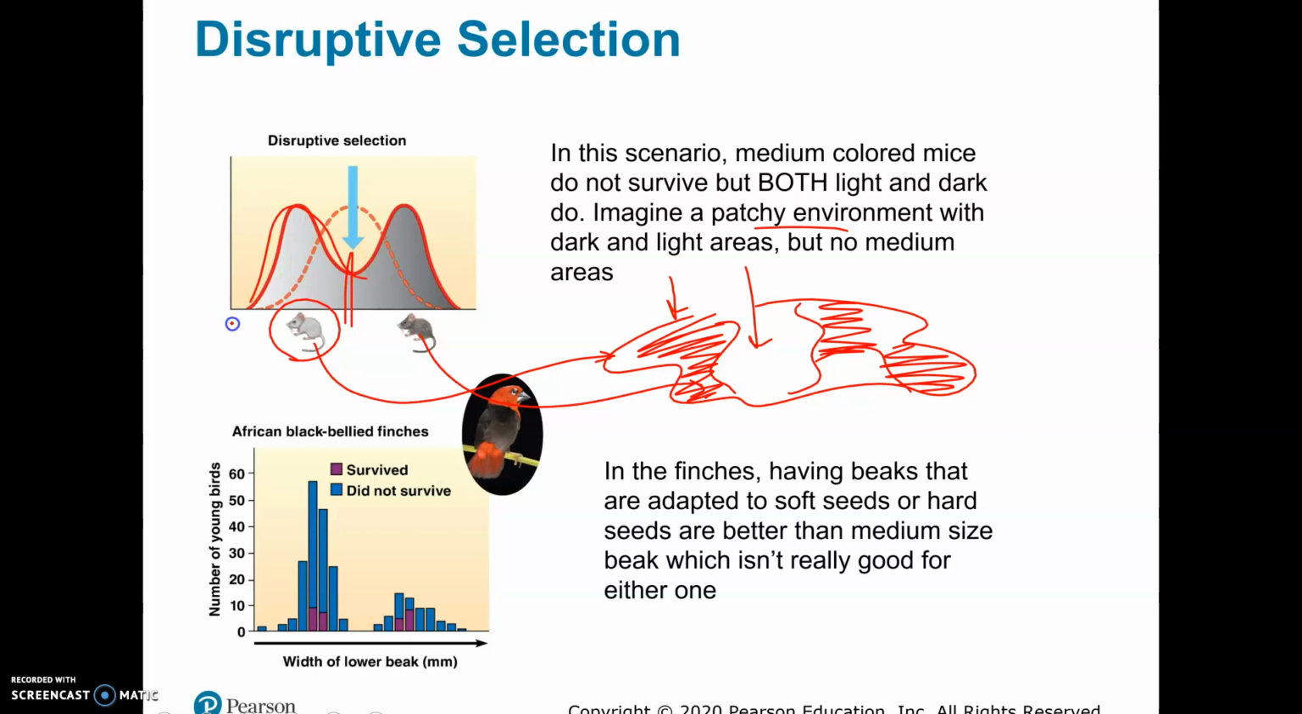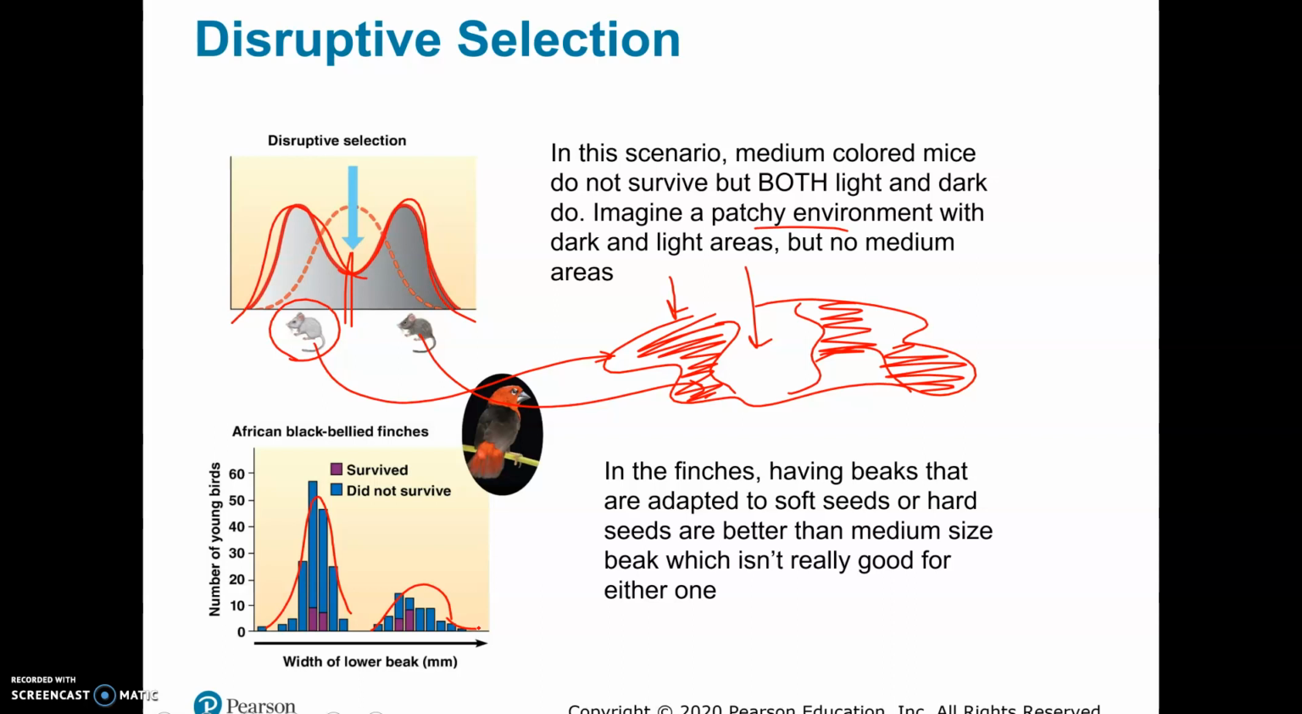And this can lead to divergent evolution, where two groups separate, and ultimately, over many, many years, they may even become separate species. And that's what we see. The same thing here. They're talking about these finches, and they have a variety of beak sizes, but these beaks are adapted to soft seeds, and these beaks are adapted for harder seeds. Having a medium-sized beak is not really good for either one.